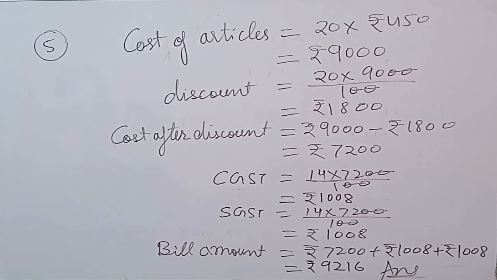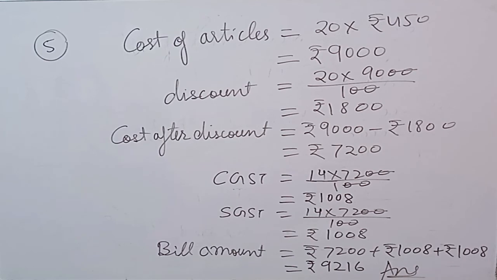Children, I am taking question number 5. The question is, a shopkeeper in Indore sells 20 identical articles for rupees 450 each. Find the amount of bill if he gives 20% discount and then charges GST equal to 28%. So it is a case of intrastate, that means supply within the same state. First write the cost of article. The cost of article is given as 450 each, and he sells 20 articles. So 20 into 450, that is rupees 9,000 is the cost of the articles.